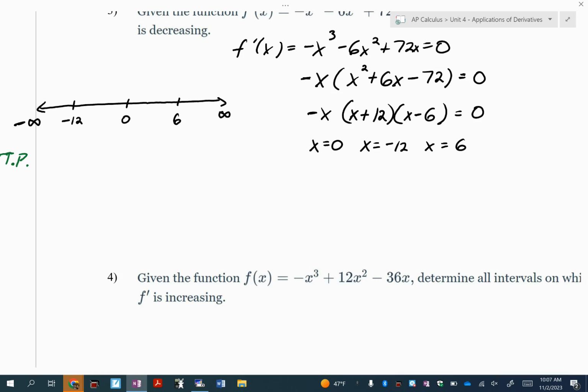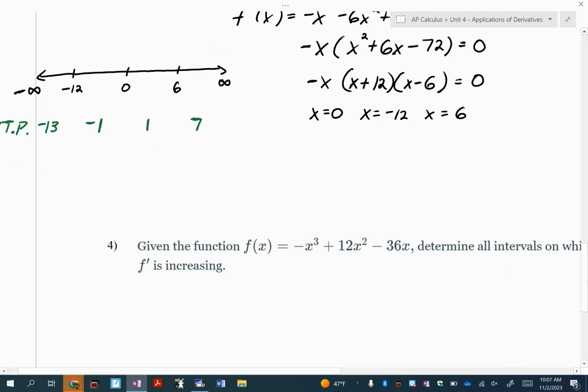Okay. What test point am I going to use for this first interval between negative infinity and negative 12? Negative 13. We just used that one, right? Okay. What's between negative 12 and 0 that I'm going to use? Negative 1. On the other side? 1. Don't forget, because we have another critical point, we have another test point here. I'm going to use 7. Again, could you use 10? Absolutely. Okay. And this is the sign of the first derivative. It's okay. No one's upset.